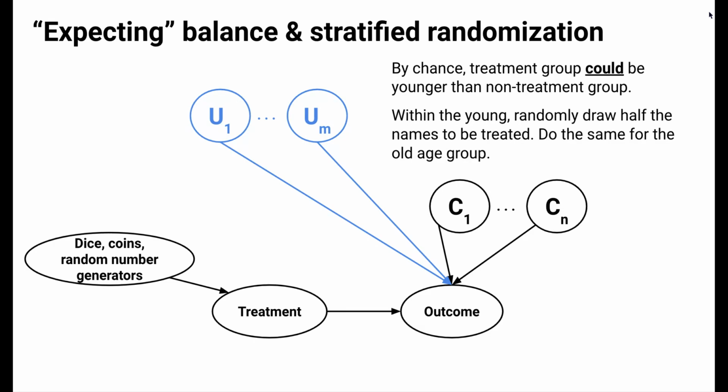So we have forced the age distributions to be identical, but the nice thing with randomization is that all of the other non-age confounders are still expected to be balanced between the treated and the non-treated.